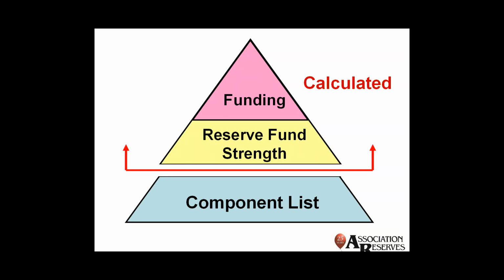Give me a hands raised if you understand that associations with more deterioration, meaning low remaining useful life, are going to need more reserves on hand, and that more components or more expensive components are going to mean higher reserve contributions. 3 parts and all interrelated.